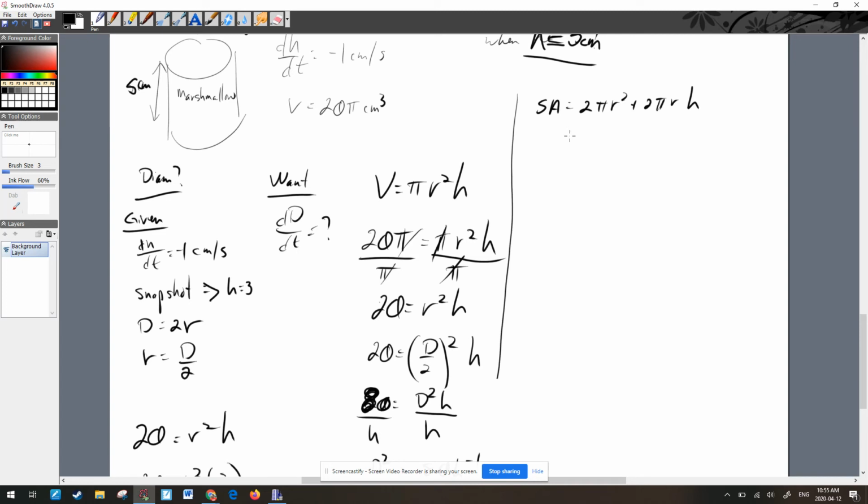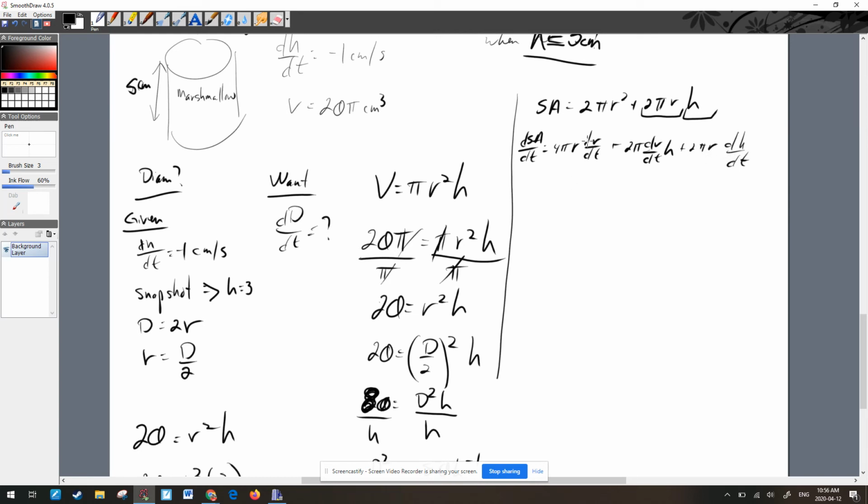So I'm going to have to differentiate right now. So we're going to have dSA by dt is going to be equal to 4 pi r dr by dt. Plus, this is going to have to be a product rule question. So we're going to have plus 2 pi dr by dt, so derivative of the first times the second, h, plus the first, which is 2 pi r, times the derivative of the second, which is just 1 times dh by dt. So there's the expression.